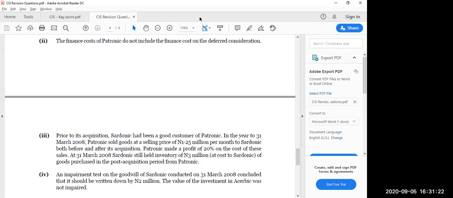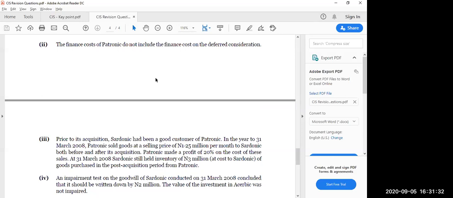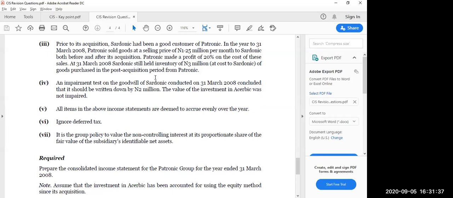So I start reading from the first additional information. The first one talks about a fair value of net asset. It is not an intra-group transaction. Working 2 talks about the deferred consideration. It is not an intra-group transaction. But there we go, working 3. Working 3 talks about sale of inventory during the year. And sale of inventory is a typical intra-group transaction. I read.